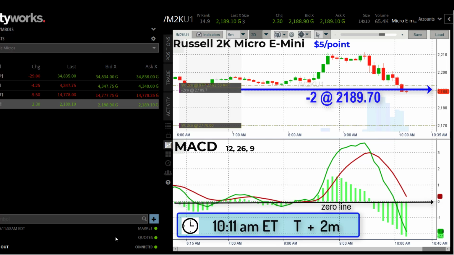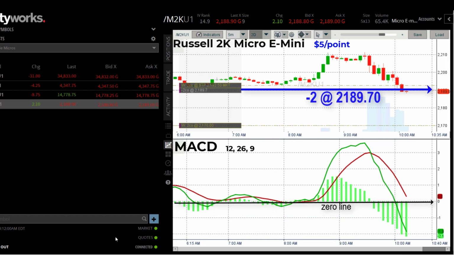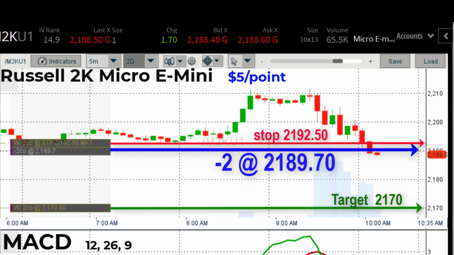So everything's on the chart now. Let's take a look and make sure we understand what the trade is. Okay, target 2170. That's easy. Now, why did I put the stop at 2192.50? Why not 2195 or 2190? 2190 would have been too close. It is trading less than a couple of points away.